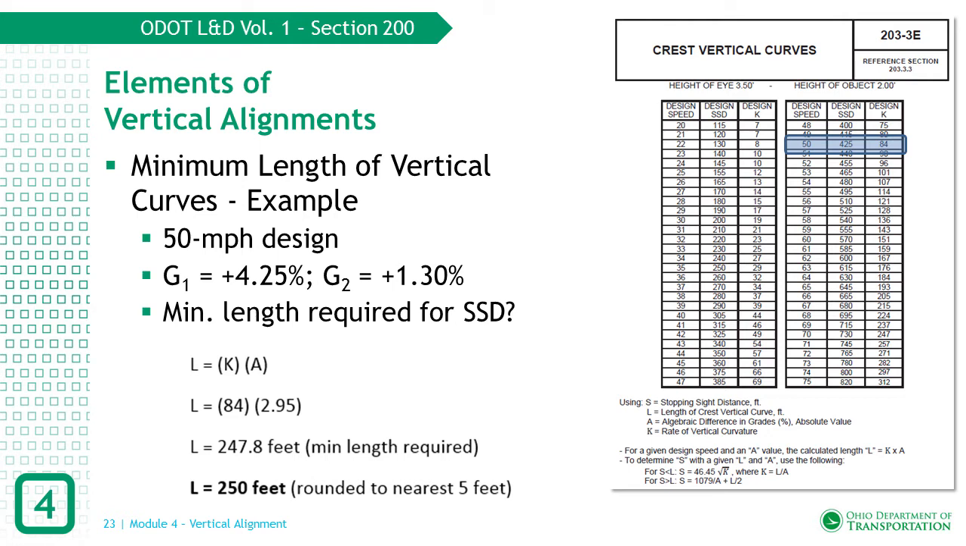To solve for the minimum length of vertical curve, multiply K and A. For this example, this results in a minimum length of 247.8 feet. Rounded to the nearest 5-foot interval, the minimum crest vertical curve length for these conditions is 250 feet. Check this against the driver comfort parameter as well, which is 3 times the design speed. With a design speed of 50 miles per hour, driver comfort would demand a vertical curve length of at least 150 feet, which the length we need for stopping sight distance exceeds, so we are good.